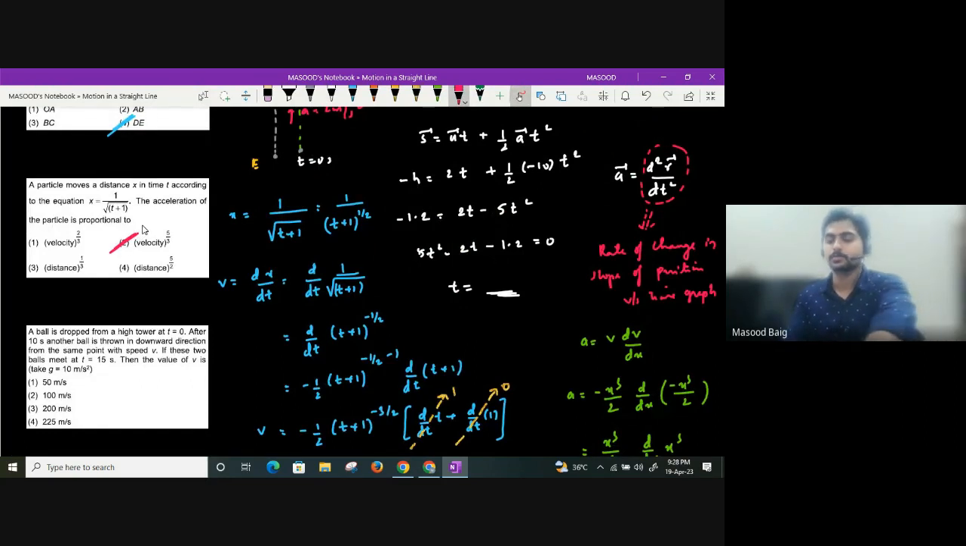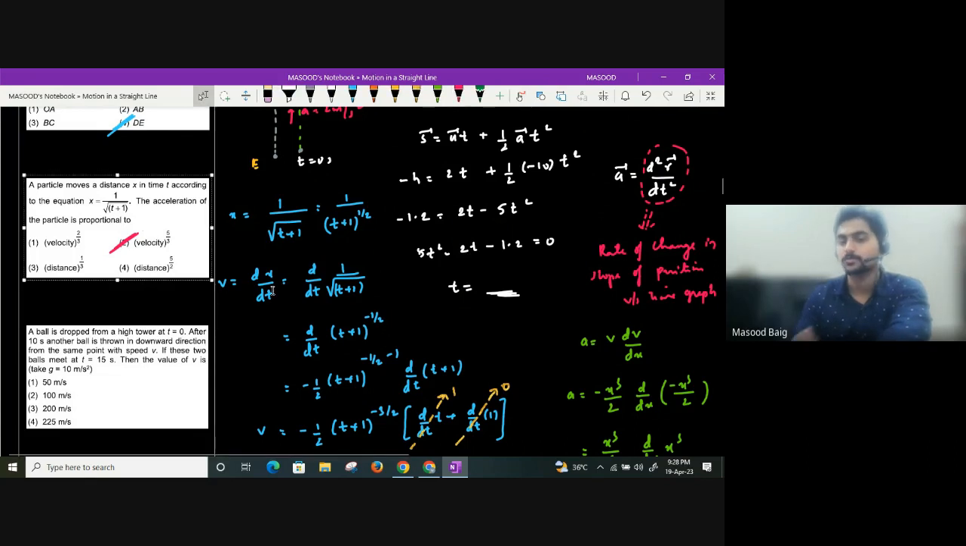Okay, a particle moves at a distance x. x is given as 1 by root over t plus 1. If you want, you can write t plus 1 in terms of x, guys. t plus 1 you will get 1 by x square. Like that also you can solve. But anyhow, it's better to solve dx by dt, and d square x by dt square will be the acceleration.